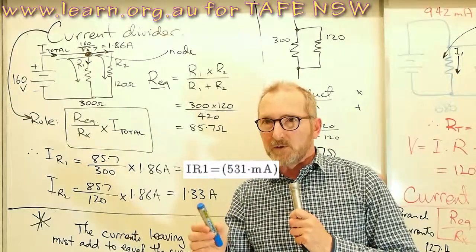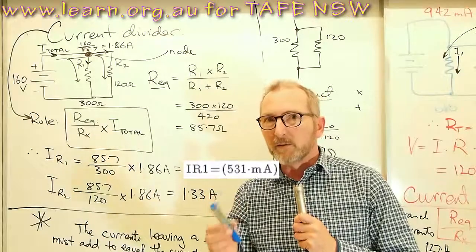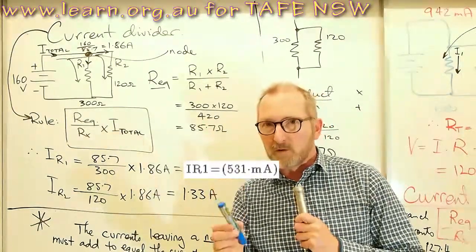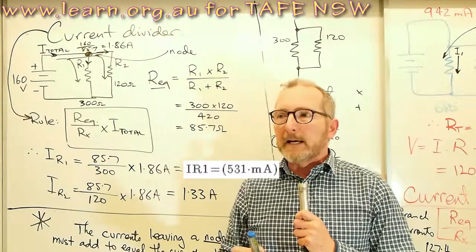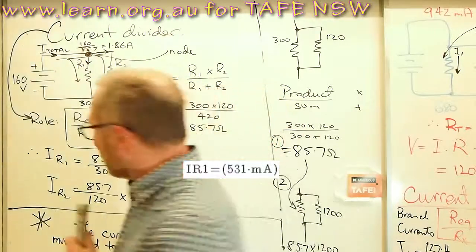While you can use simple Ohm's law to derive the individual branch currents, sometimes, especially if you haven't got the voltage across that network, it's ideal if you do have the equivalent resistance and you've got the total current flowing into the node. You can work out individual branch currents with a very simple equation.